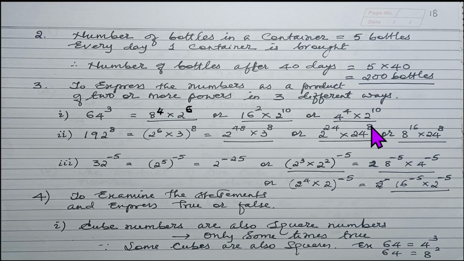Try to understand that. Now number of bottles in a container, 5 bottles. Every day 1 container is brought, therefore the number of bottles brought after 40 days will be 5 into 40, 200 bottles. To express the numbers as a product of 2 or more powers in 3 different ways.